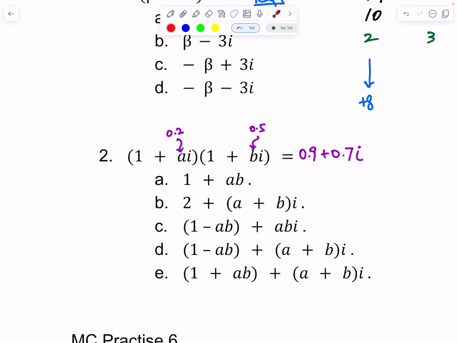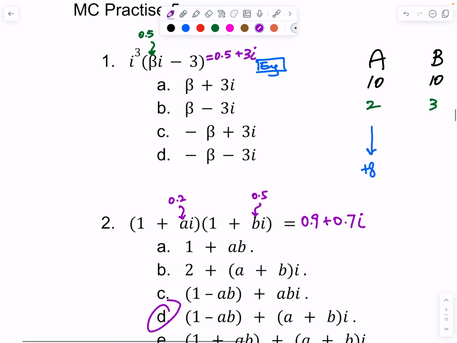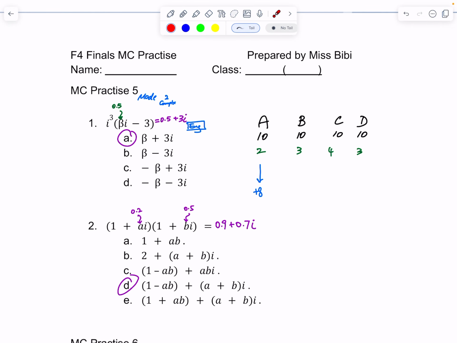So we see that from 1 minus AB, it's actually already 0.9. So I will know that it's either C or either D. And then at the back, because I found it as 0.7, so it's not this and this. 0.2 plus 0.5, which is 0.7. So my final answer is D. Easy, easy, easy. You just need to be doing it and then checking what we are doing.